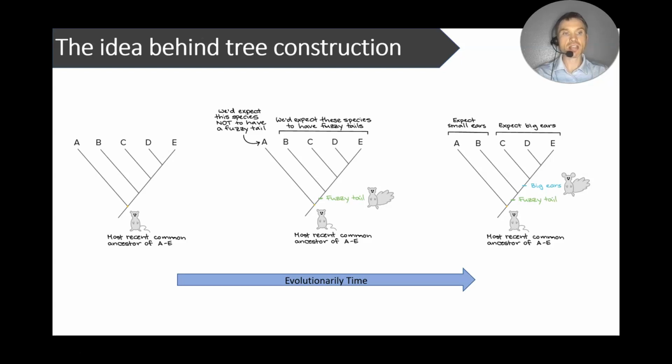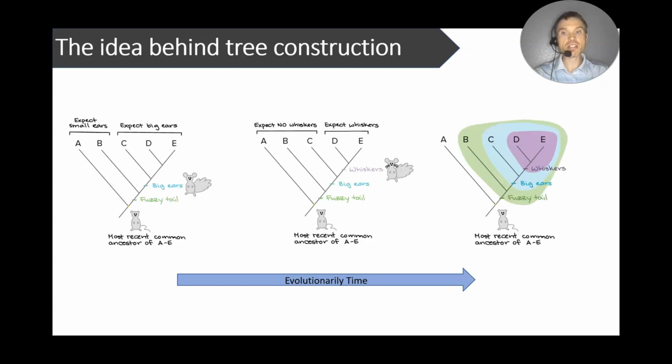This characteristic is represented by big ears. Species C, D, and E all have the big ears, where species A and B lack the big ears. So once again, you can see how we are able to separate these species on our cladogram. We continue this process. This time, what we're looking at is whiskers. D and E both have whiskers, where A, B, and C lack whiskers.